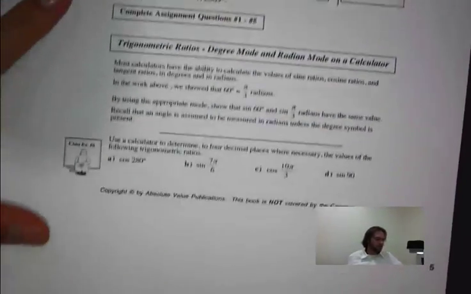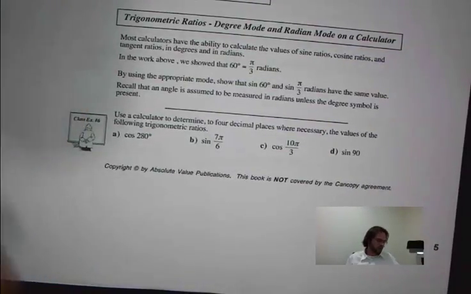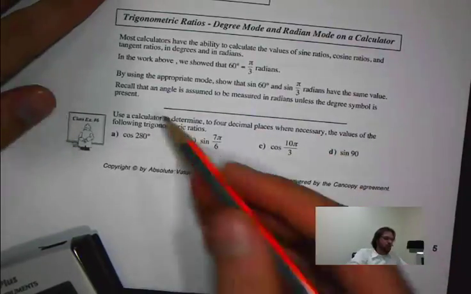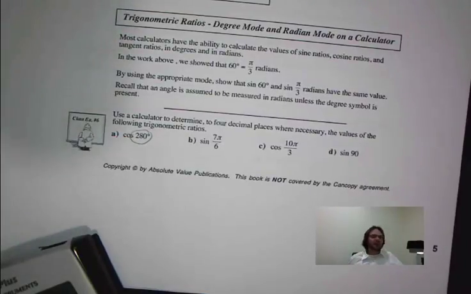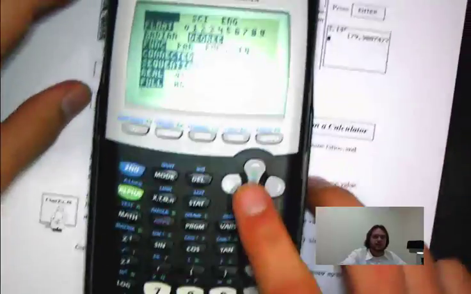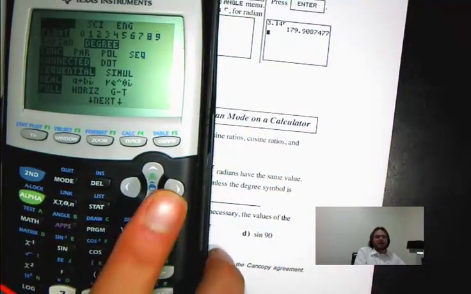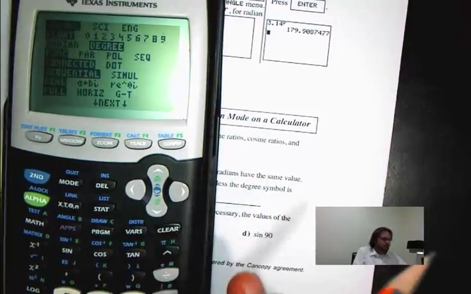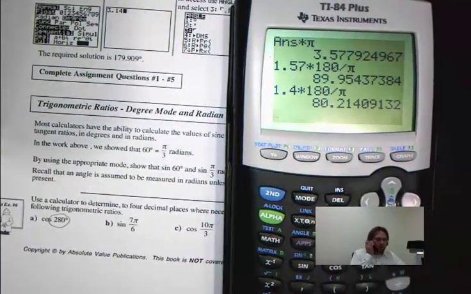So here we go. Here is our first example with using the trigonometry ratios in the calculator. The first one says we want cos 280. Now here's the hint. If it's in degrees, our answer should be in degrees. So I'm going to double check, make sure my mode is in degrees. Go over here, and I look at that, and yes, my mode is in degrees. So I'm going to continue this, and we are looking at 280.